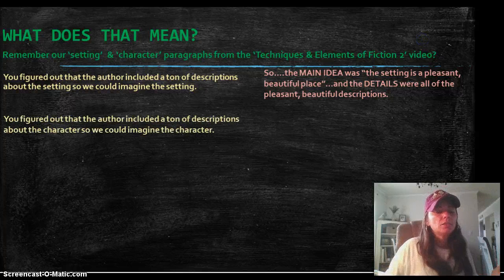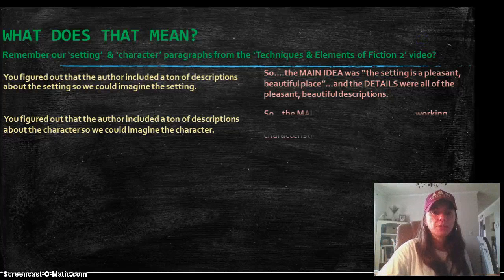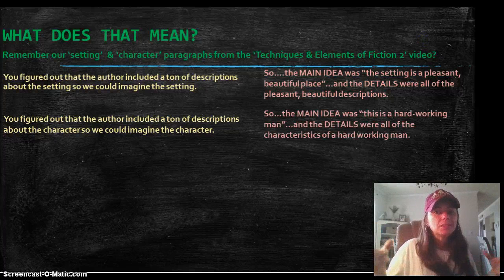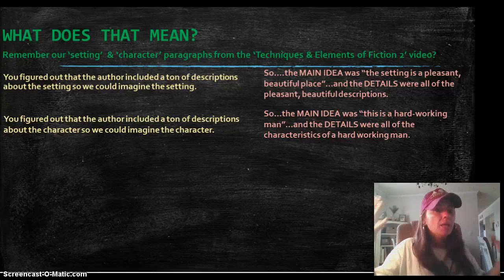Then there was another author who included a whole paragraph where we figured out that the author included a ton of descriptions about the character so we could imagine the character. Why did he do that? The main idea was this is a hardworking man, and the details were all of the characteristics of a hardworking man. So all we needed was that paragraph included in that big, large piece of fiction in order to figure some things out.